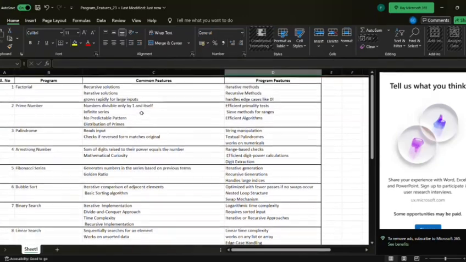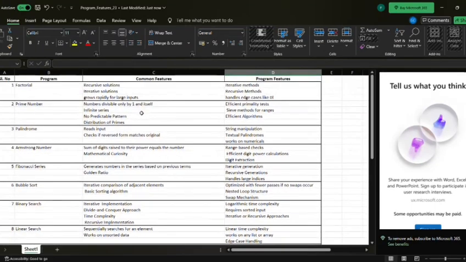And now I want to discuss with you about the programs and the common program speeches. Let's break down some of the key concepts and their characteristics.